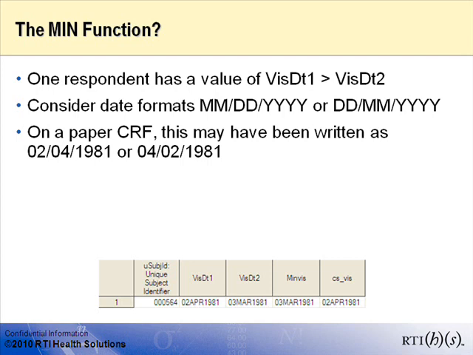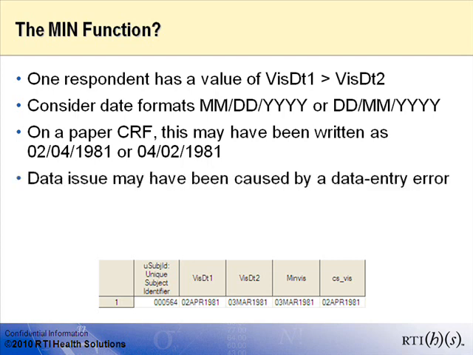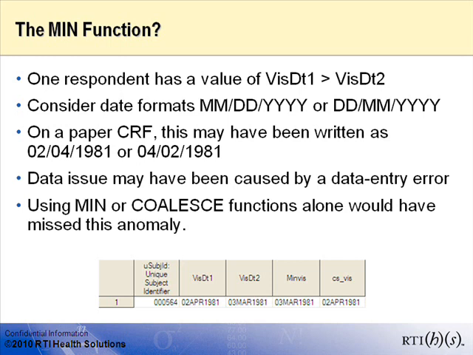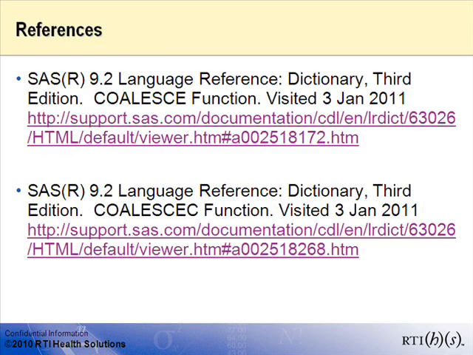The value shown in visdt1 in this example may have been written on a paper CRF or a paper survey incorrectly, or it could be a data entry error. Only using the MIN and the COALESCE functions together will give the programmer the best ability to catch this type of mistake. Here are the relevant links to the SAS online documentation for the COALESCE and the COALESCEC functions.